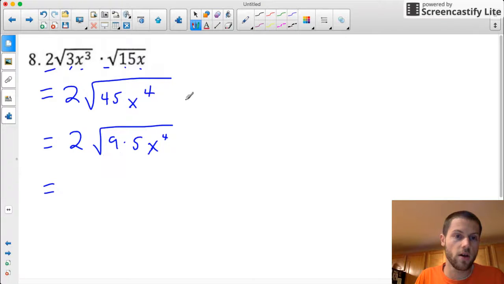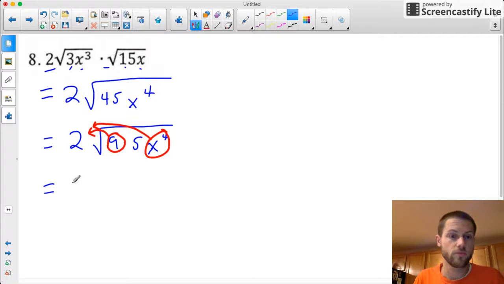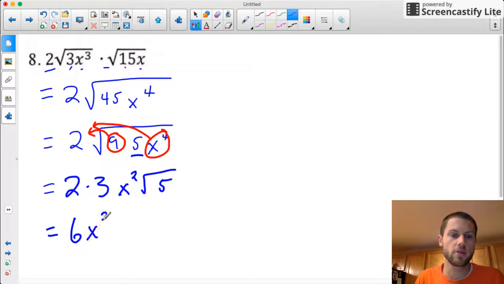All right, so now what comes out? The 9 is a perfect square, that comes out. And the x to the 4th comes out, because that's a perfect square. And when they come out, they get square rooted. So I have 2 times the square root of 9, which is 3, and then the square root of x to the 4th, which is x squared, all times the square root of 5, the only thing left in there. So we clean it all up, we multiply the 2 and the 3, and we get 6x squared times the square root of 5.